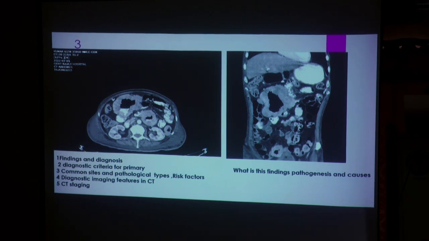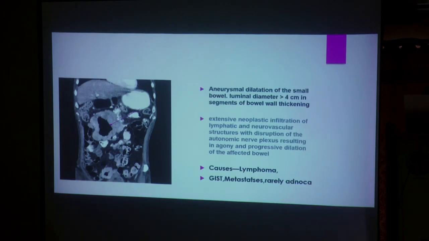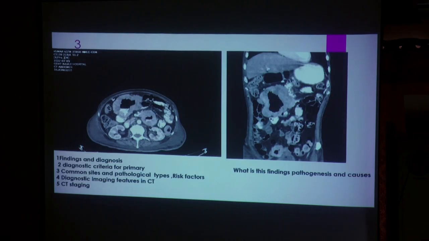Can you mention any other condition where this aneurysmal dilatation can happen apart from lymphoma? The pathogenesis here is infiltration into the autonomic plexus, which is lost, so that's why. Similar changes can rarely happen in other conditions like metastasis, and rarely anaplastic adenocarcinomas can also produce a similar picture. So the diagnostic criteria for a primary, the question is primary GI lymphoma.